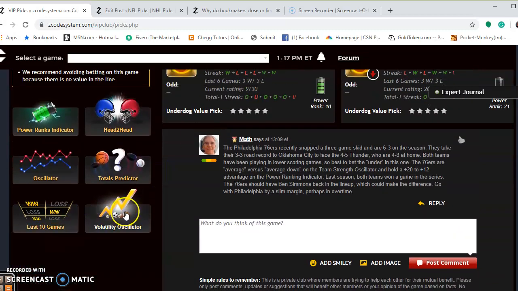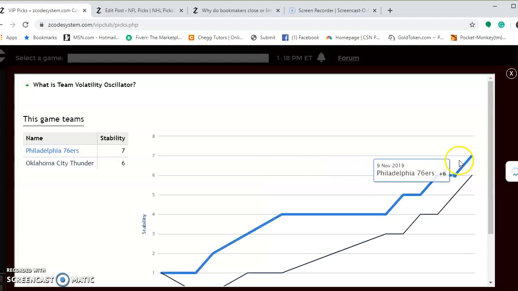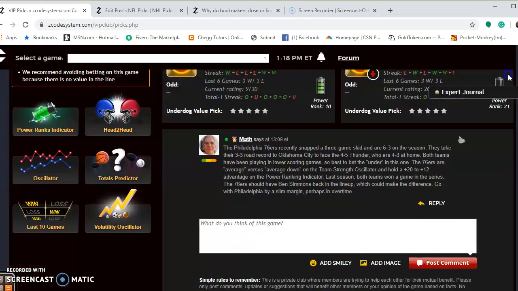Are the two teams stable? Well, let's take a look. You look at the volatility oscillator, you can see both teams are very stable, performing very consistently according to their favorite underdog status. Now I just have a slight feeling that will change in this one. Oklahoma City will probably be a slim home favorite, but I think with Philadelphia getting Ben Simmons back in the lineup, they have what it takes to steal this one on the road. Go with Philadelphia to win by a slight margin, maybe even in overtime.